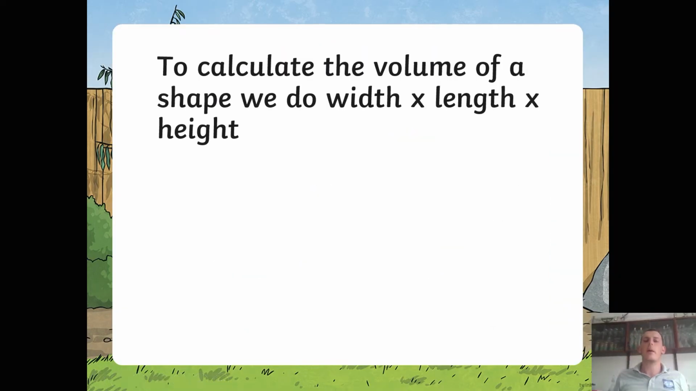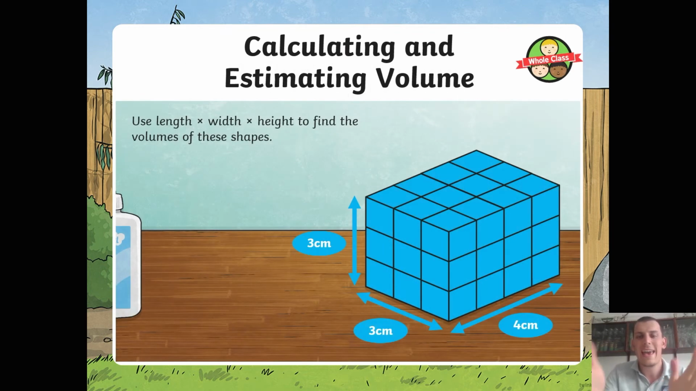Now, another way we can calculate the volume of a shape is by multiplying the width by the length by the height. I'm going to show you this now. Here we have a shape. To measure the volume of this shape, instead of counting up every single one, we can multiply the length by the width by the height.